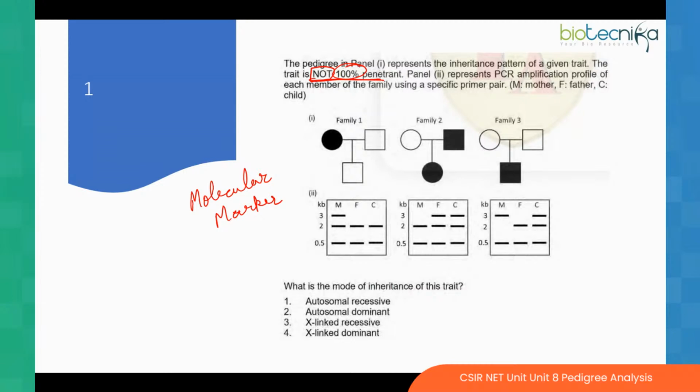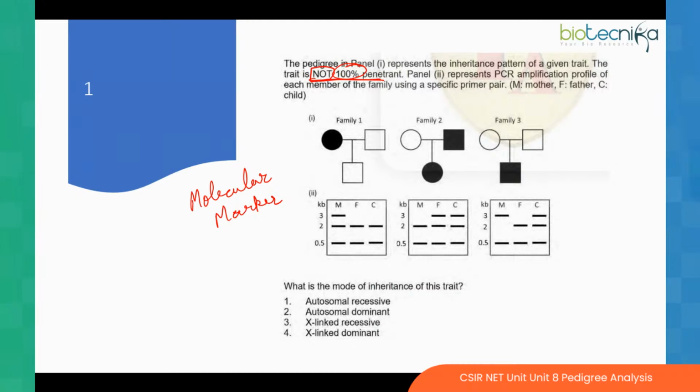So this is the advantage of using molecular markers for the detection of genetic disorders: if you have a molecular marker that is associated with the mutant allele, the allele responsible for the disease, then even before the disease shows a phenotype or symptoms, you can detect it by analyzing the molecular markers, because the marker will be there. If the person has that particular genotype, the marker will be there.